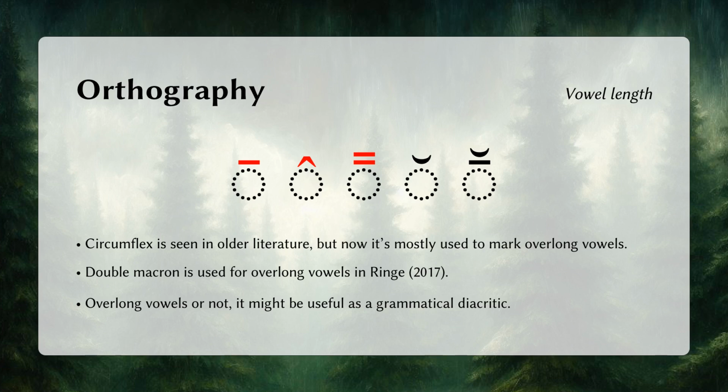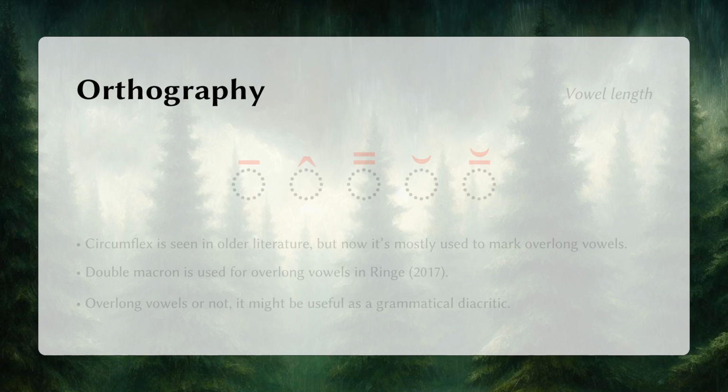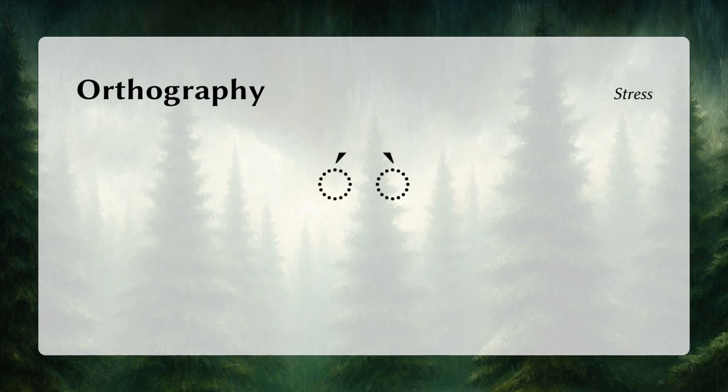A didactic diacritic we can encounter for vowel length is the breve. This looks like a little bow, and it just tells us that a vowel is short. A breve and a macron combined tells us that a vowel can be either short or long. Primary stress is marked with the acute accent mark and secondary stress with the grave.